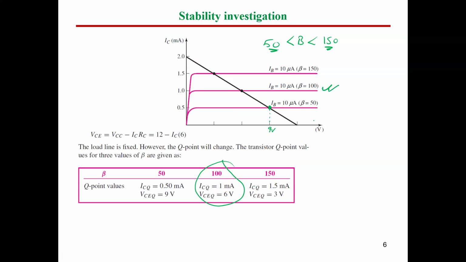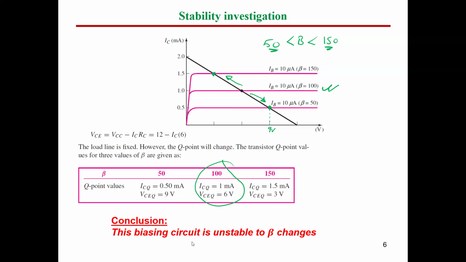Repeat the same calculations at beta equals 150. We will get that ICQ is 1.5 milliampere and VCE is 3 volts. This is our operating point at beta equals 150, and this is our new characteristic curve if beta equals 150. What we have now is a very big distance between beta equals 50 and 150, and this can be concluded as follows.